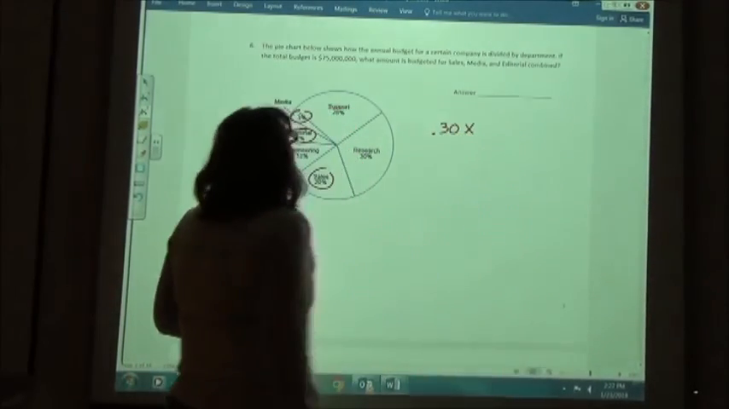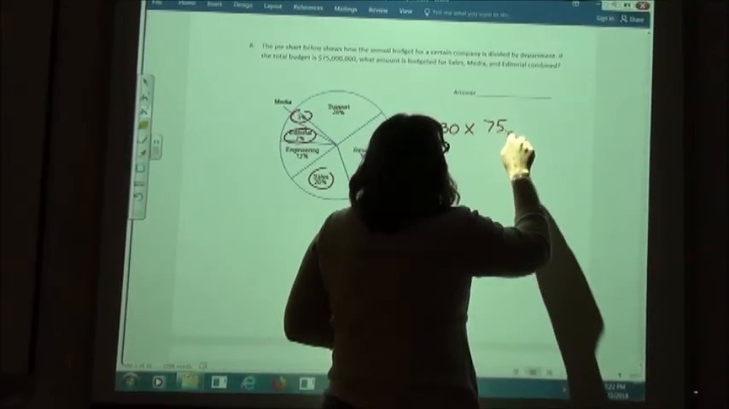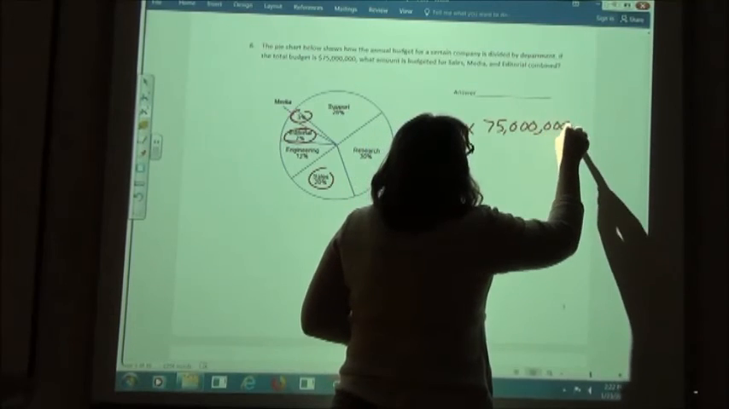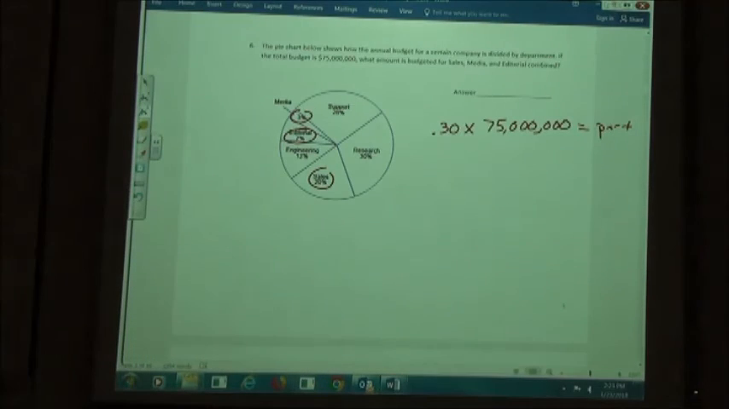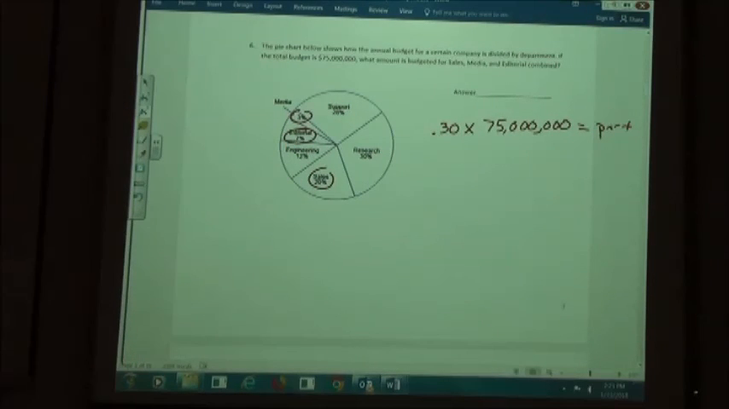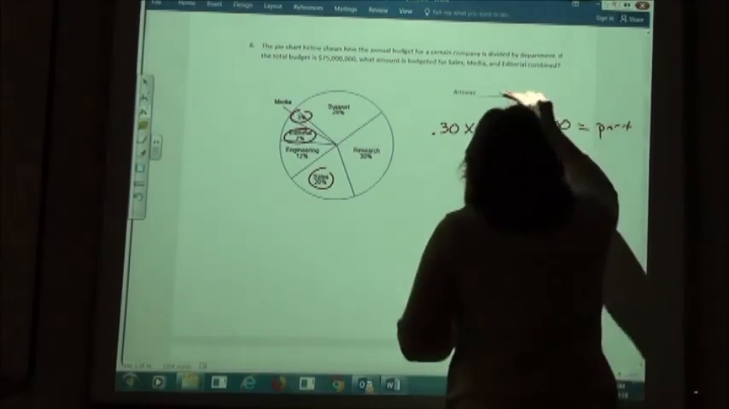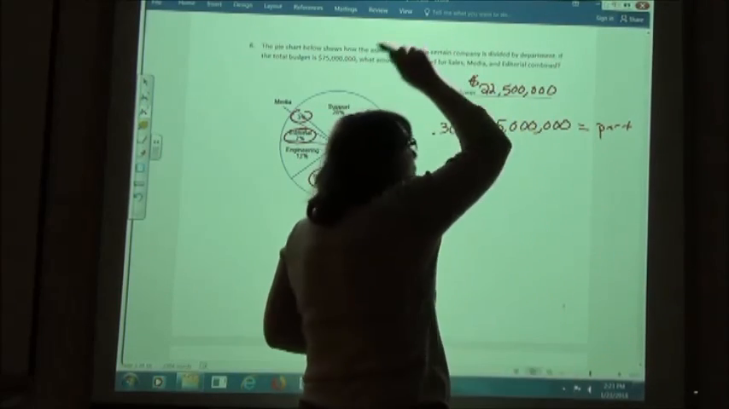30% times our total, and our total is 75 million, should then equal the part. And you'll know if you do the wrong thing by multiplying or dividing. Hopefully when you look at your answer, you know if it makes sense. I can't have an answer that's bigger than 75 million, right? You got how much? 22,500,000. I suppose I should put some dollar signs on that.